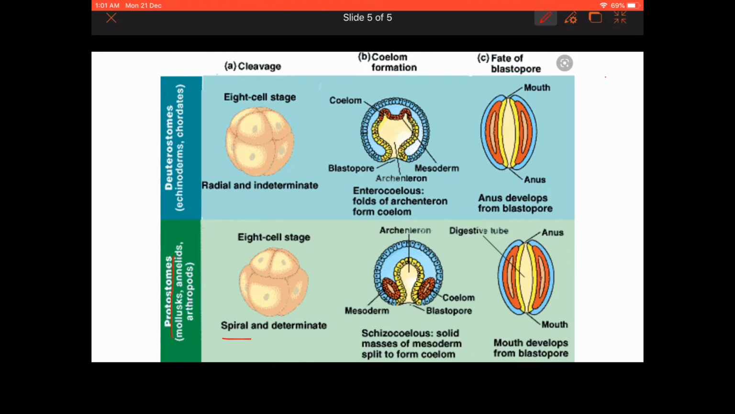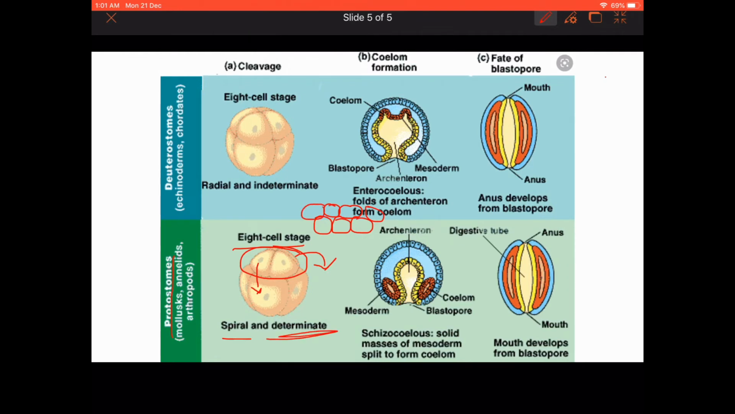That the top layer of cells, so this is the 8 cell stage, in which this top layer of the cells gets twisted, right? So that the blastomeres do not lie exactly opposite each other in these two tiers, but they lie in the voids between each other like this. So if there is one layer, then the other blastomeres lie in the voids among them like this. So this is the spiral cleavage, and it is determinate.